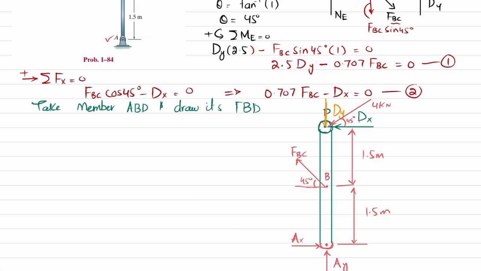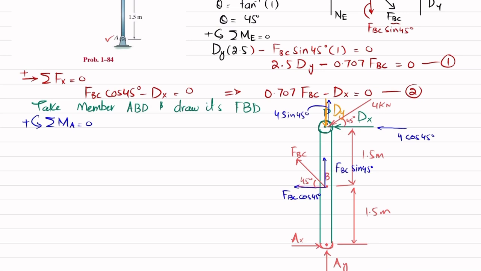So what will be the equation of equilibrium? The first equation of equilibrium is that the sum of all moments about point A is equal to 0, taking the counterclockwise moment as positive. You can see this FBC will have two components. One will be FBC cos of 45 degree, and the vertical component will be equal to FBC sine of 45 degree. Similarly, this 4 kilonewton will have two components, one along the x-axis, which will be equal to 4 cos of 45 degree, and the vertical component, which will be 4 sine of 45 degree.